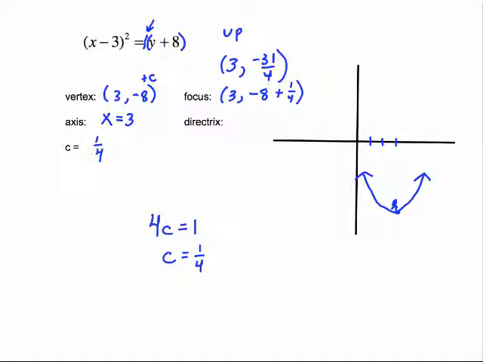Your directrix is below the parabola here, and it is a distance of 1/4 down from the vertex. So your directrix is y equals the negative 8 minus the 1/4, which would be negative 33/4.